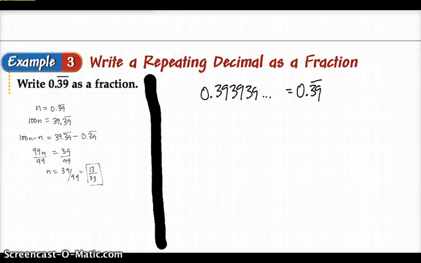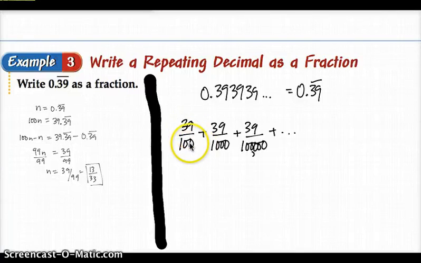A final look at this problem reveals a series here, basically a geometric series. Let's take a look. If we look at the 0.39, it's really 39 hundredths. That's like this group. And then plus 39 thousandths and plus 39 hundred thousandths, and we can keep going on and on. So we do have a geometric infinite series that can have a value.